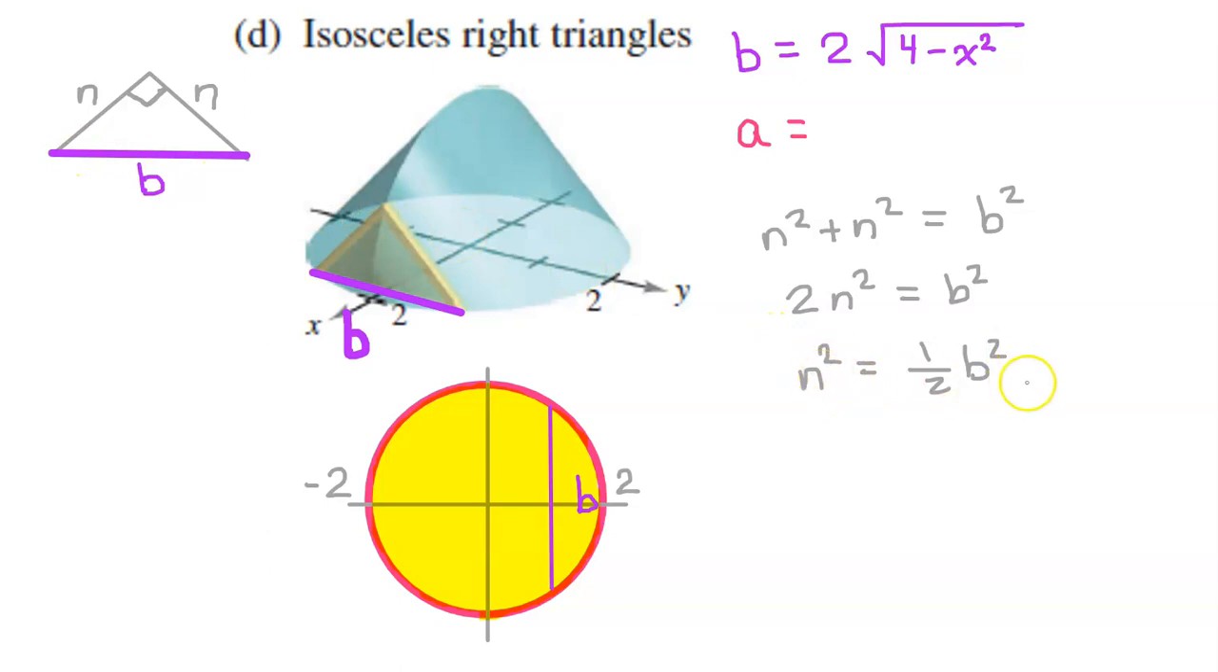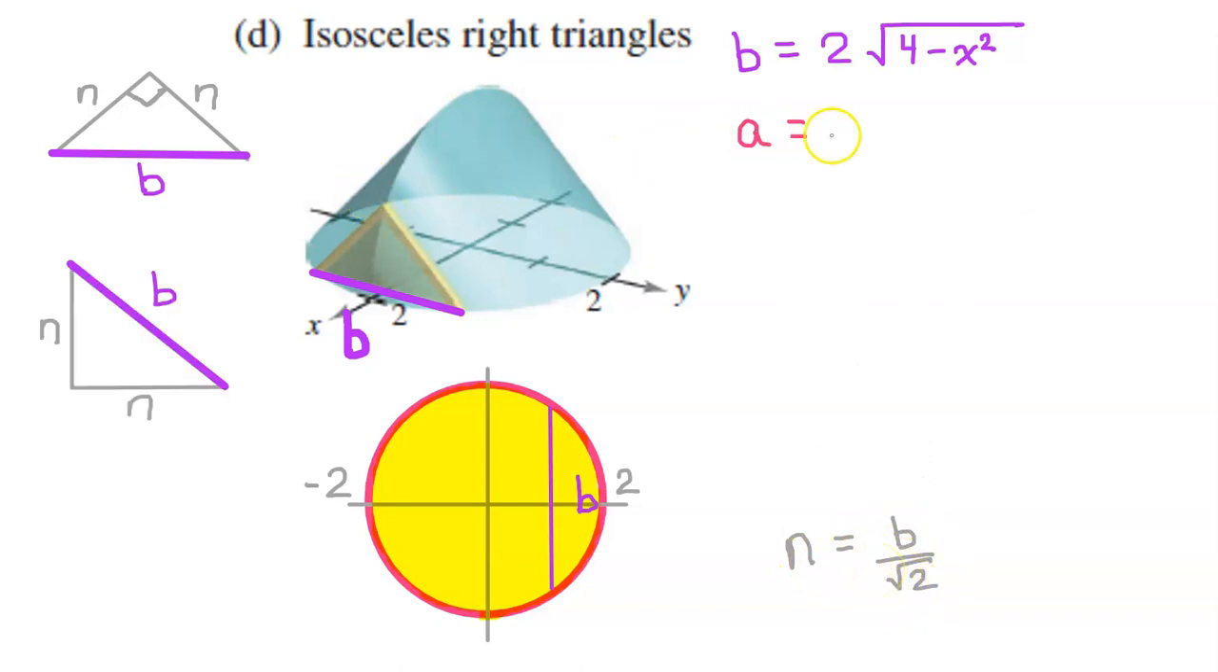If I take the square root of both sides, I get n is equal to 1 over the square root of 2 b. I'll go one step further and write n is equal to b over radical 2. Don't forget that our goal is to find an expression for the area of this triangle. So I've rotated the triangle to make it easier to calculate the area. However, instead of n, let's put b over the square root of 2.